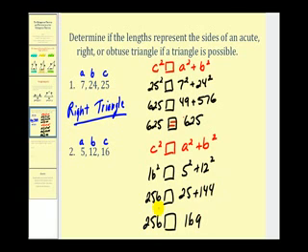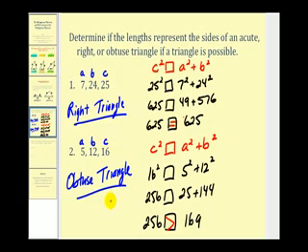So what we've discovered is that c squared is greater than a squared plus b squared, and therefore this tells us we have an obtuse triangle. Meaning one of the angles will be an obtuse angle, or an angle between 90 and 180 degrees. Let's go and take a look at two more.